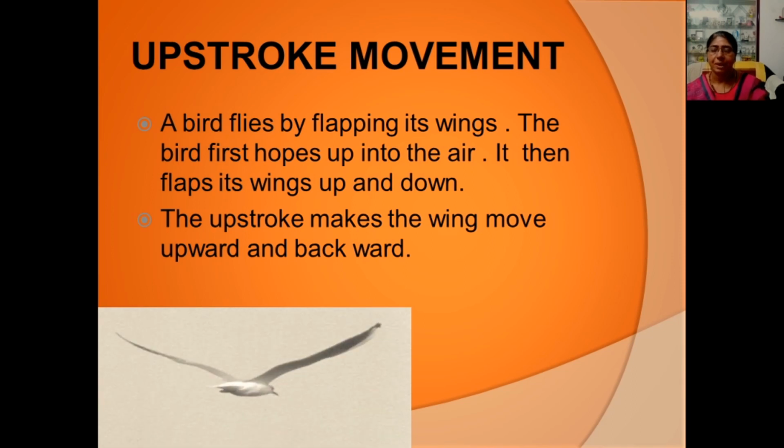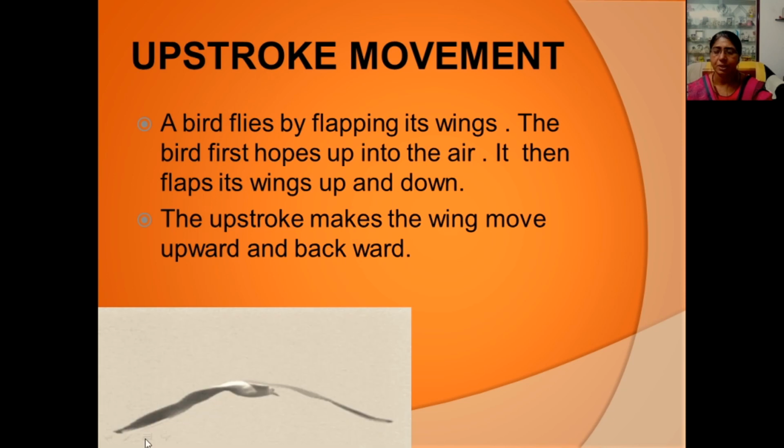Have you ever thought how birds fly? There are two types of movements you can see while birds fly. First one is called upstroke movement. Second one is called downstroke movement. You know that a bird flies by flapping its wings. Look at this picture. You can see that the bird flies by flapping its wings. The bird first hops up into the air, then flaps its wings up and down.